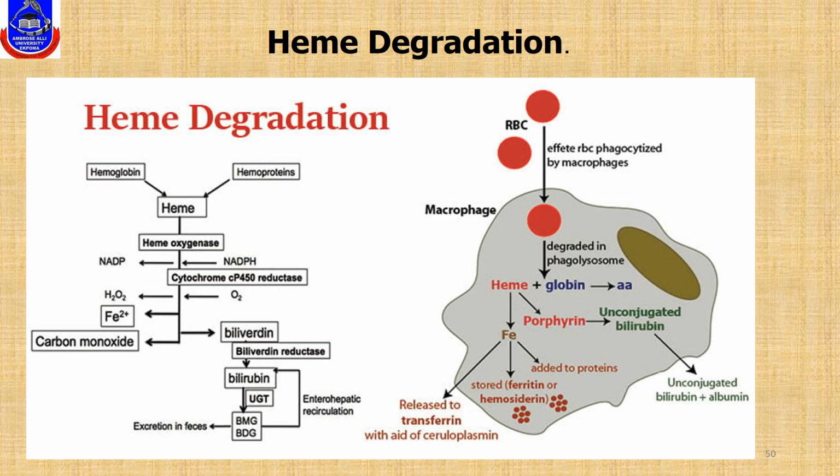Now, this is a summary of the discussion. You can see from the picture here the action of the RBC, red blood cells, the action of macrophages, how heme is degraded to amino acid and to heme, to porphyrin, then conjugated, unconjugated, and then as some are even stored and others released to transferrin.